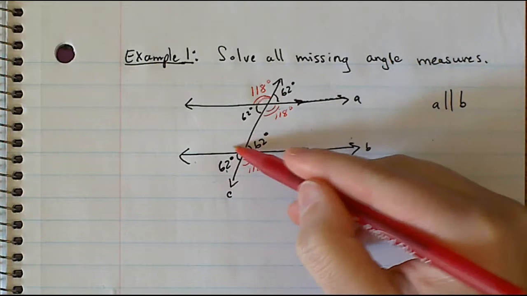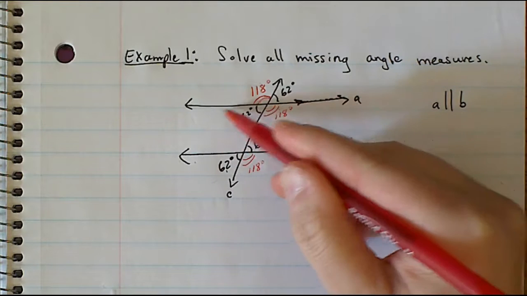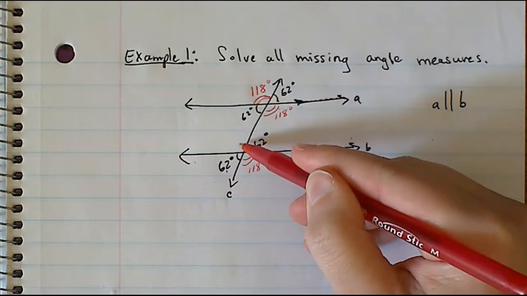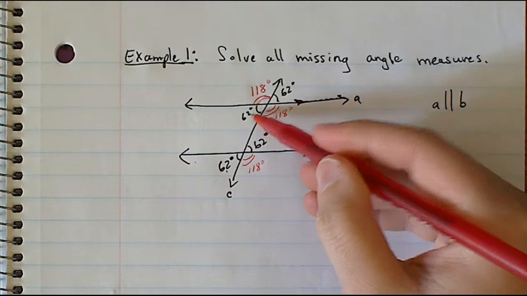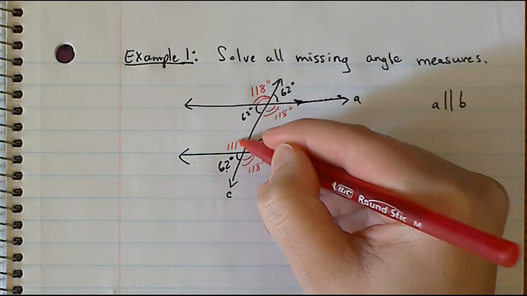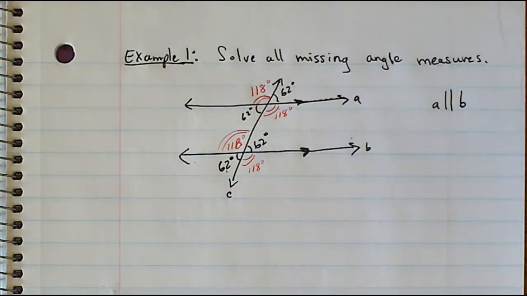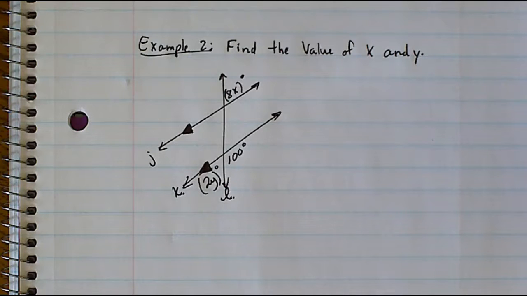I can also think about it this way. Look for the C, so consecutive interior angles. I know that consecutive interior angles have to be supplementary. So if this is 62 degrees, this must be 118 degrees as well. So you can start to see that really in a set of parallel lines cut by a transversal, there's only two different angle measures.